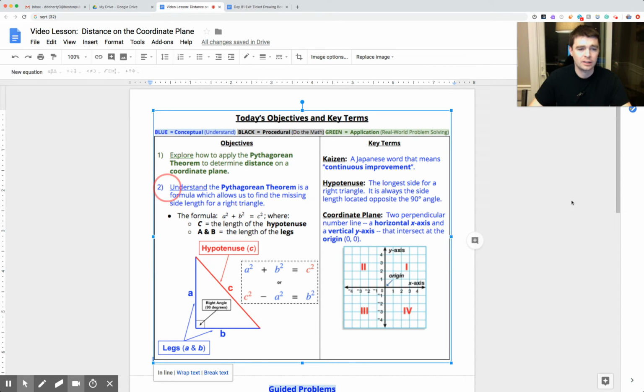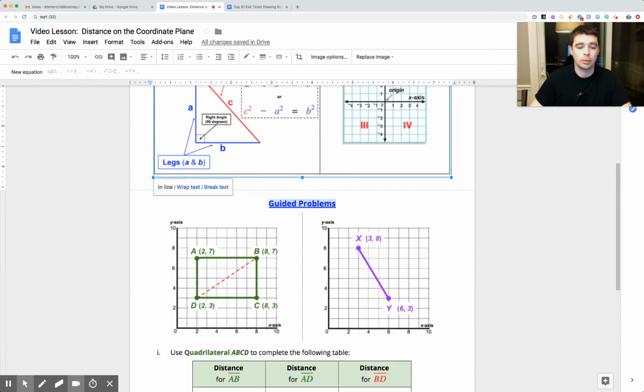Our second objective is the same as last week. We need to understand that the Pythagorean theorem helps us find a missing side for a right triangle if we know the two other sides. Let's take a look at our guided problems today.